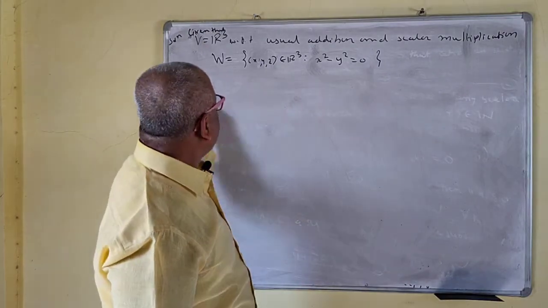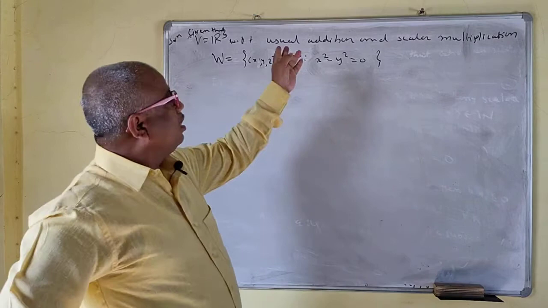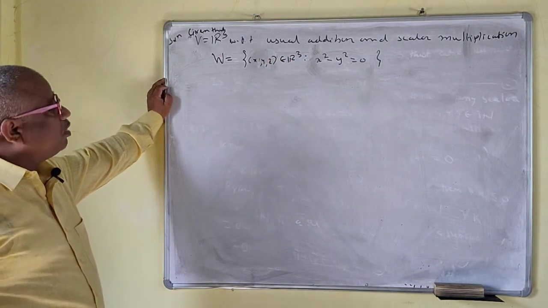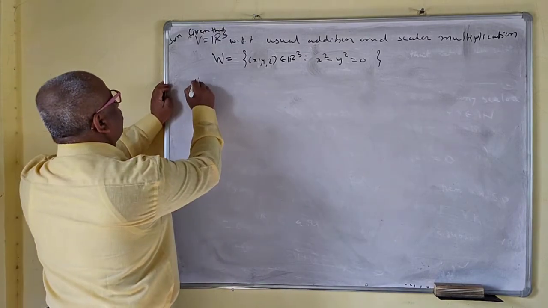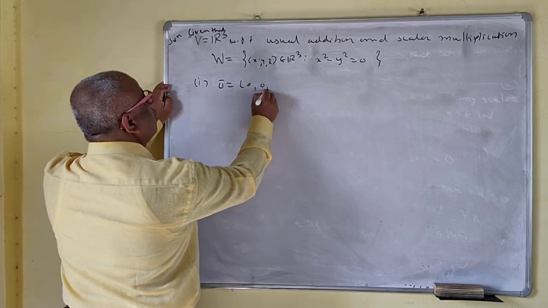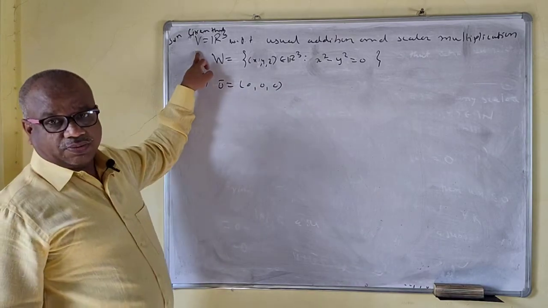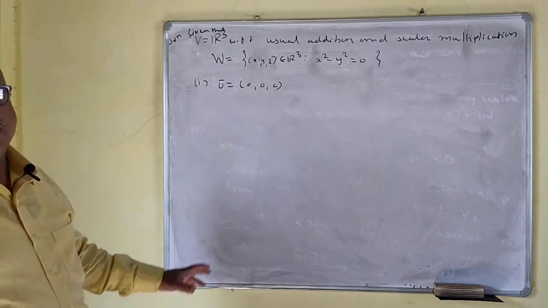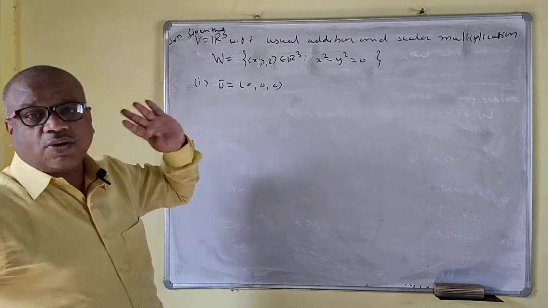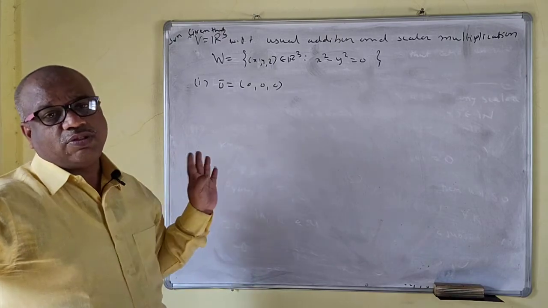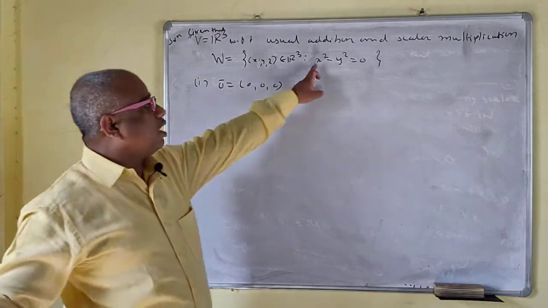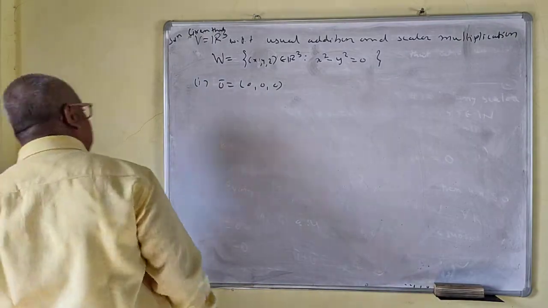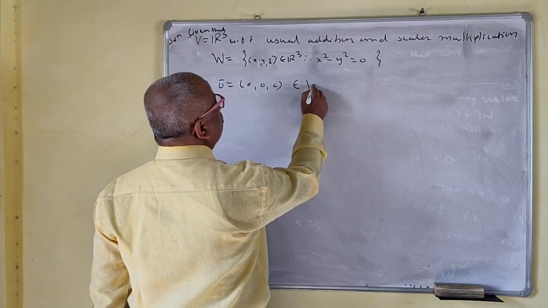Solution: V equals R3 is the vector space with usual addition and scalar multiplication. W is this. Now the 0 bar is a vector of V. Both the 0 vectors must belong to W. If 0 bar is not in W, that means the 0 vector of V is not in W, then W will not be a subspace. So see, this condition is satisfied: 0 square minus 0 square is 0. So this belongs to W.